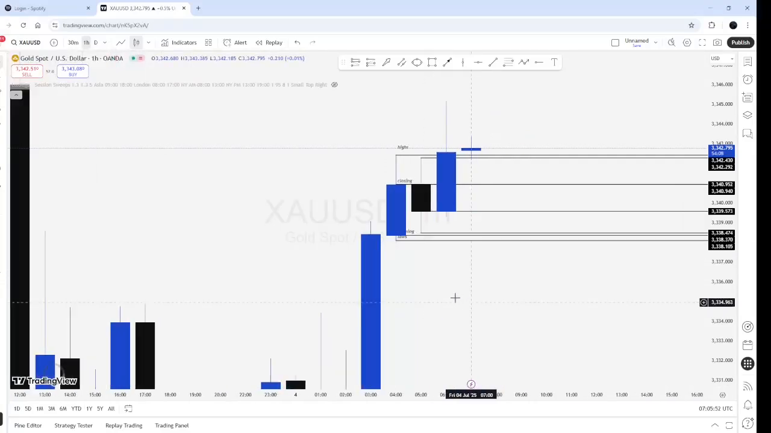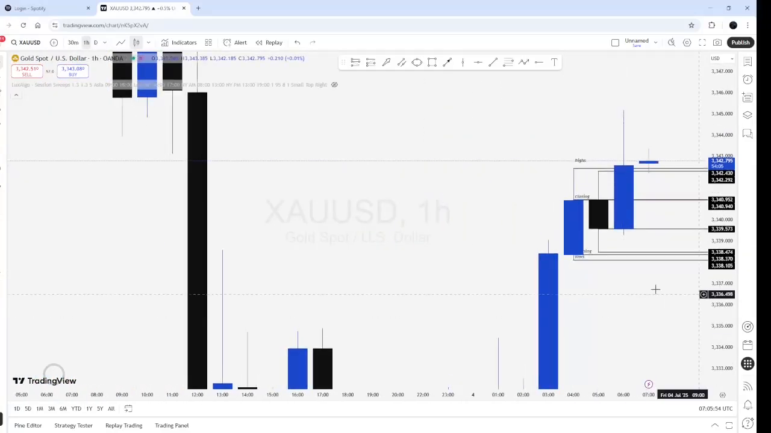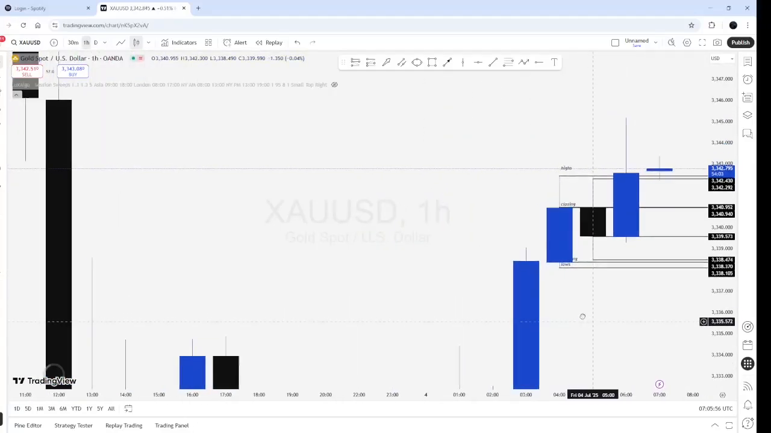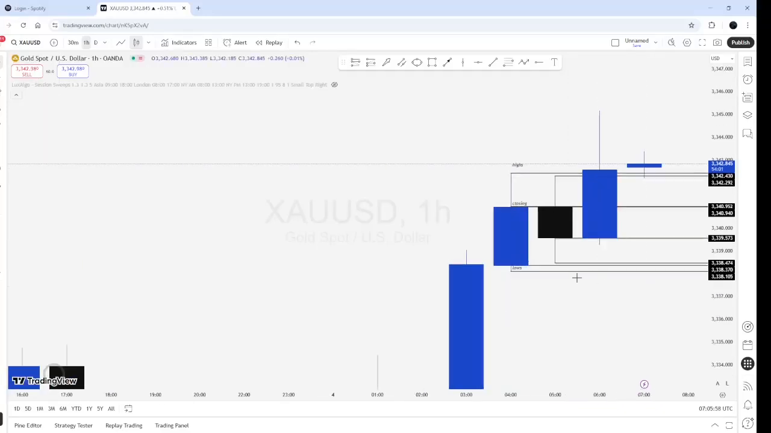Okay, so now let's head back to the time frame. What I was explaining is that this candle is an hourly candle. So this is a 1 hour candle. This happened over an hour. So let me explain using this.